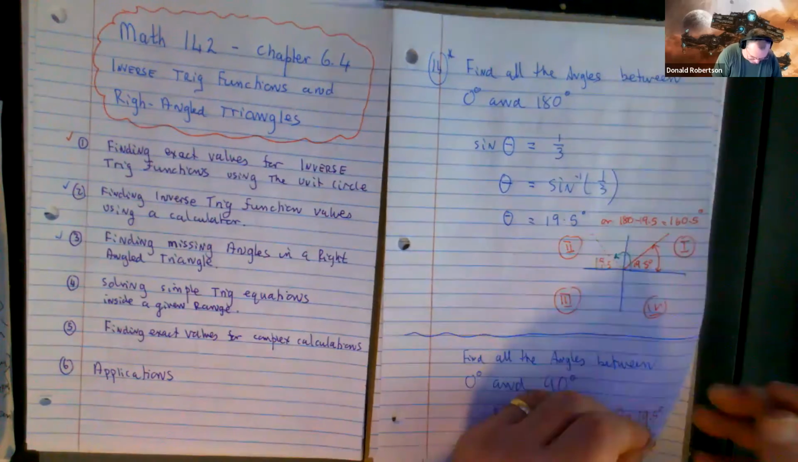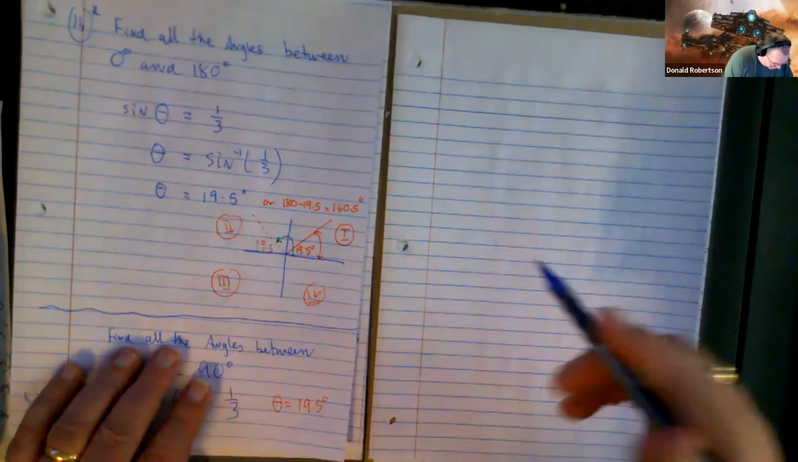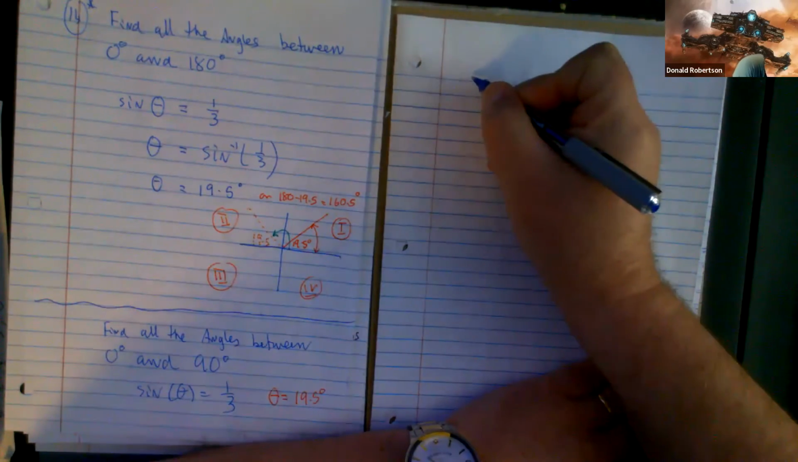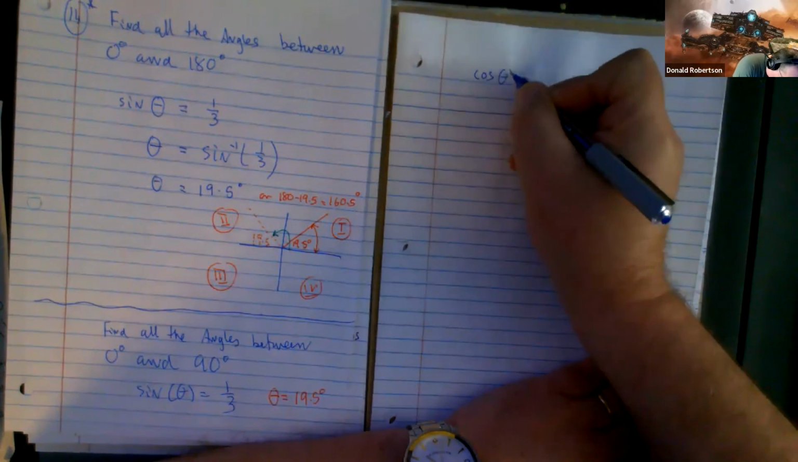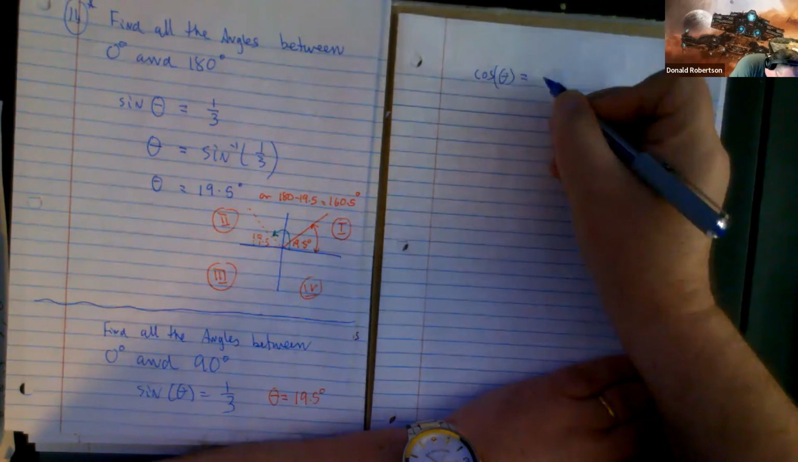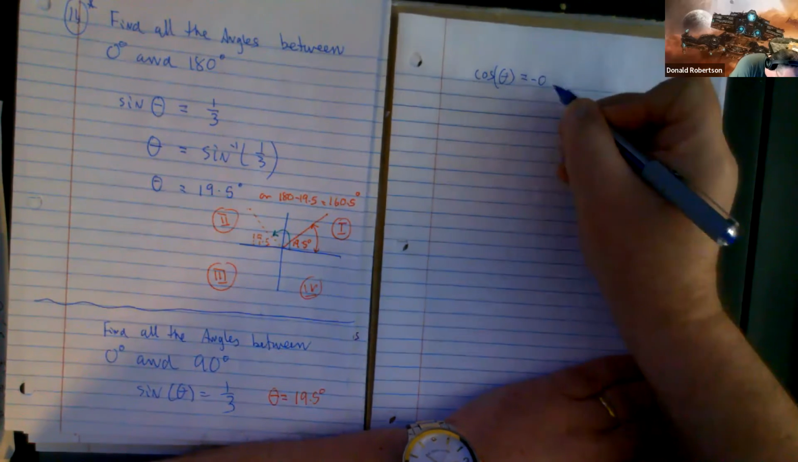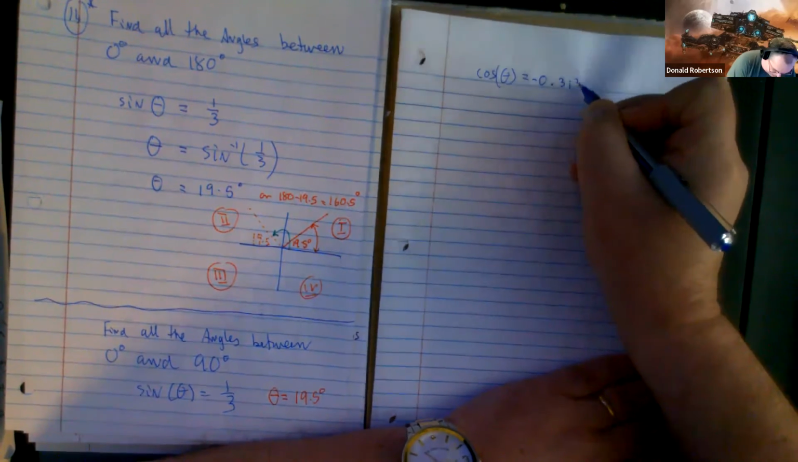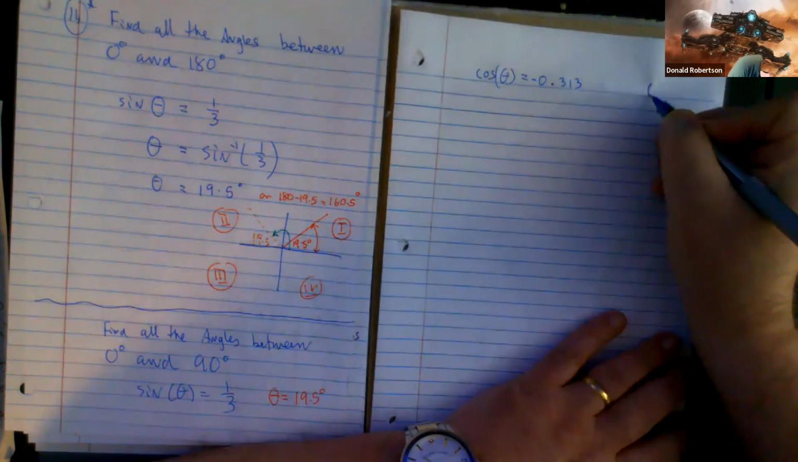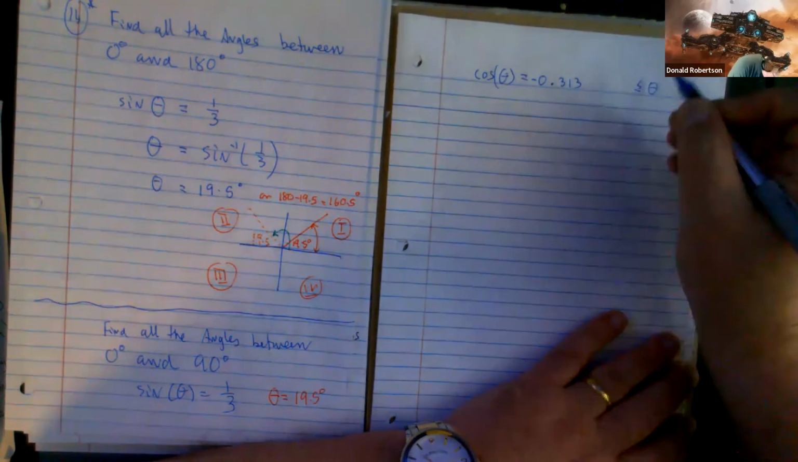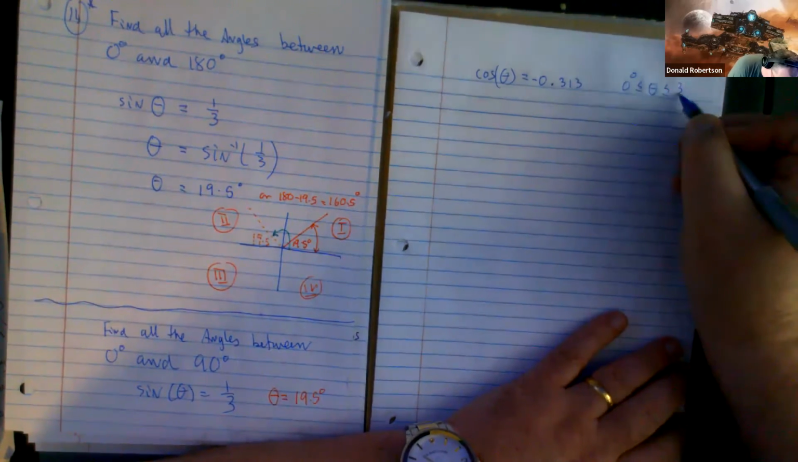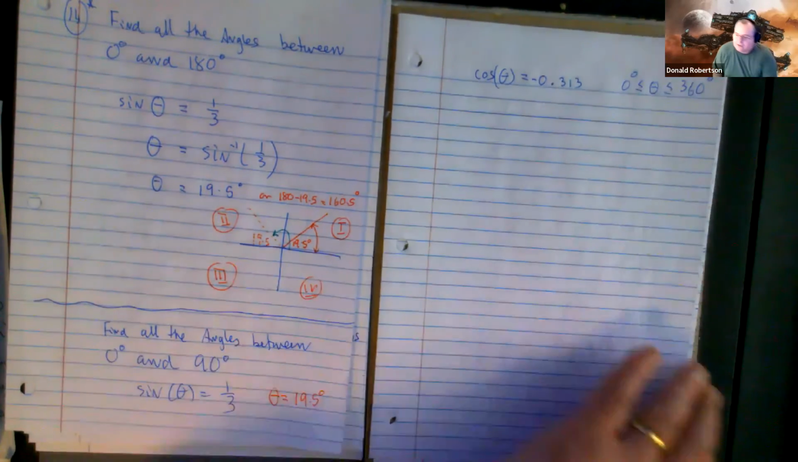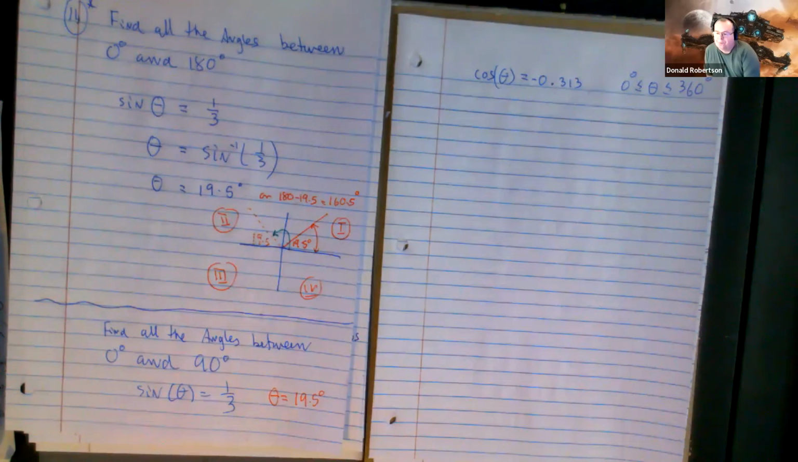Show you another one. Let's put in a negative one. I want to find the solution to when the cosine of theta is equal to negative 0.313, and I'm allowed to pick anybody in the range 0 to 360 degrees, okay? So that's the range I can choose from.